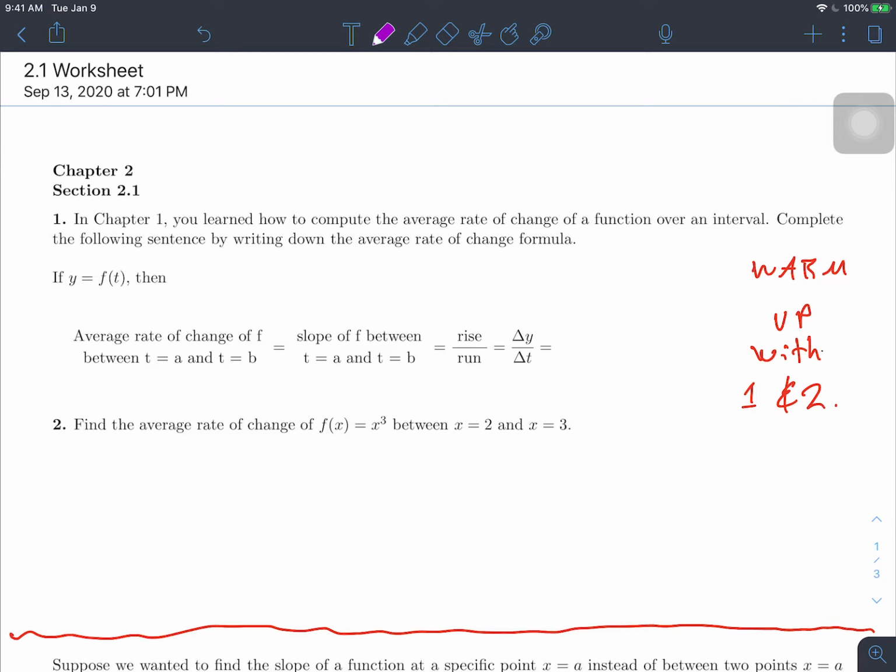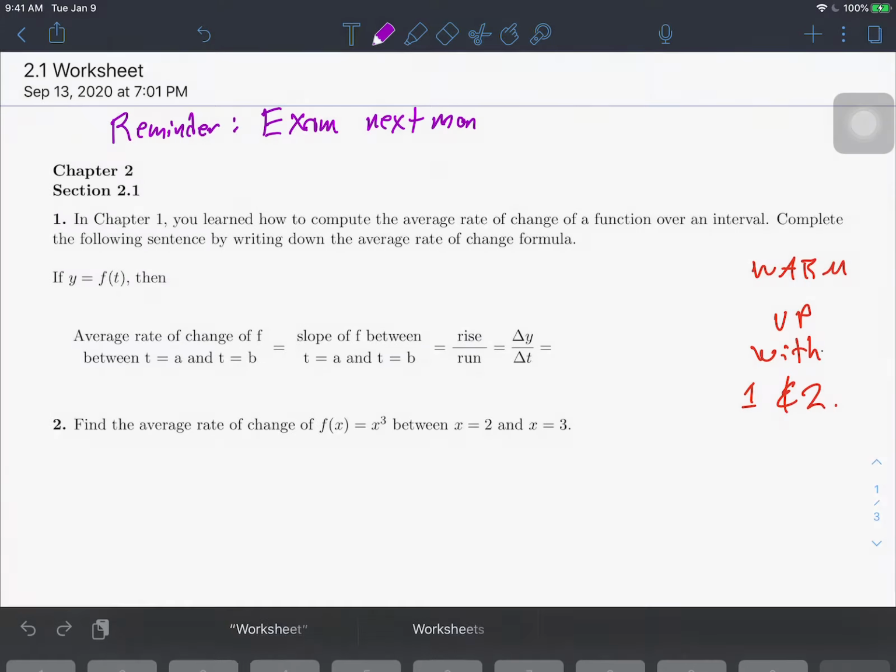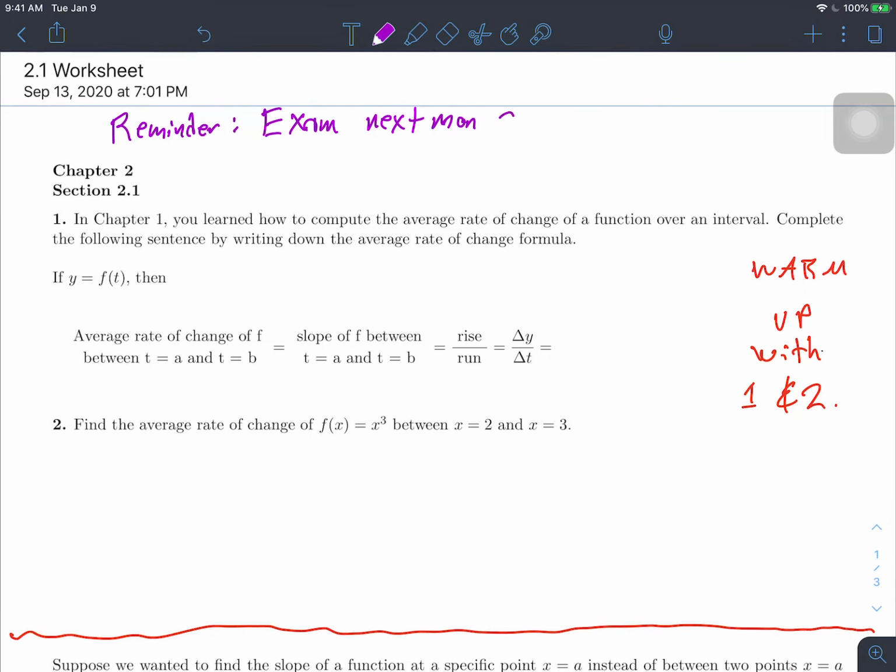Okay, before we jump into the warm-up problems, I want to remind everyone we have an exam coming up. It's next Monday, which is, I think, what is today? Today's the 14th, so that'll be the 21st, September 21.